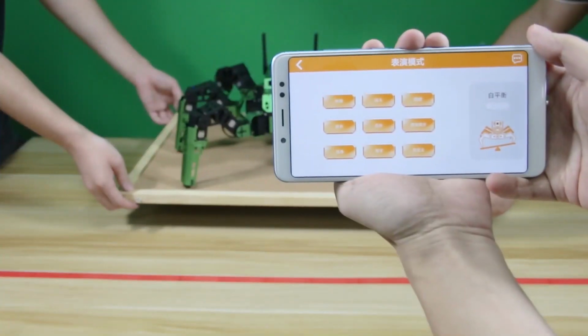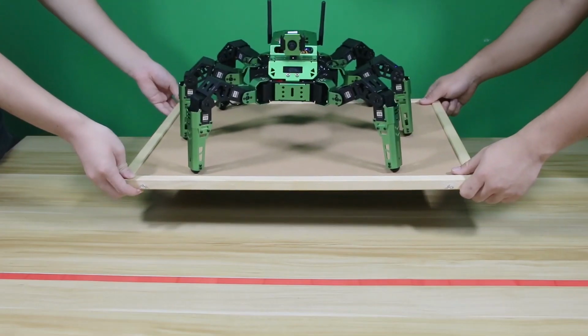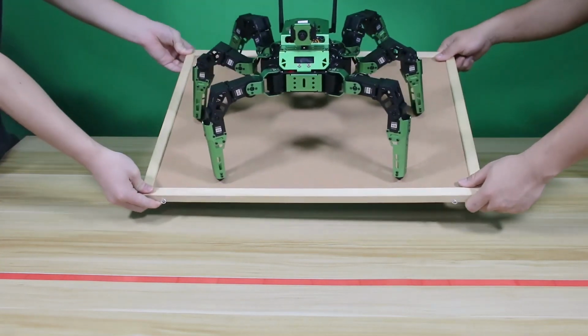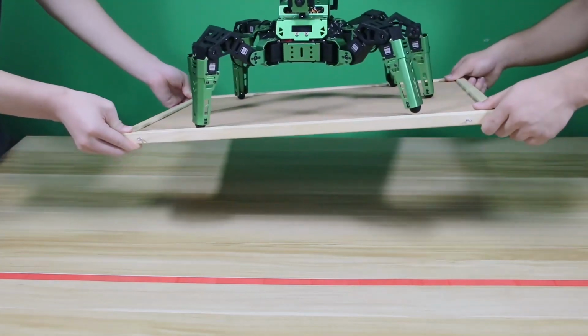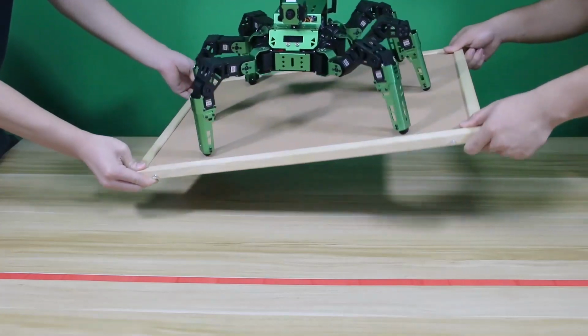At the right side of the interface, you can start keep balance. Then, JetHexa will adjust its posture automatically to balance its body when it is placed on a tilted surface. Pay attention, don't tilt the surface too much.